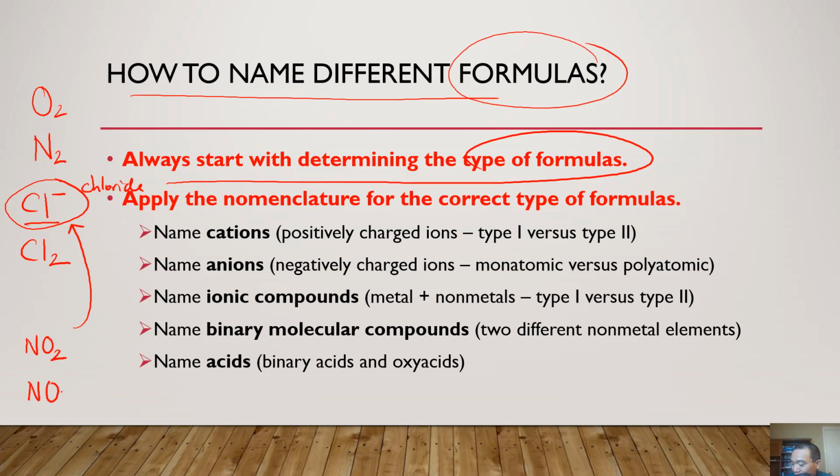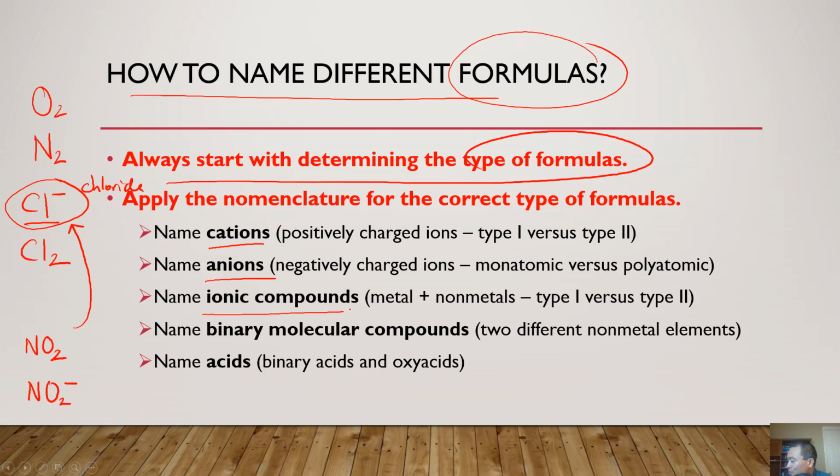Let me give you another example. NO2, that's a compound. We'll talk about how to name that compound. But if this thing carries a charge, that's not called a compound. That's an ion. Compounds do not carry charges. Any species that carries a charge is classified as an ion. The cations are the ions that carry positive charges, and anions carry the negative charges.